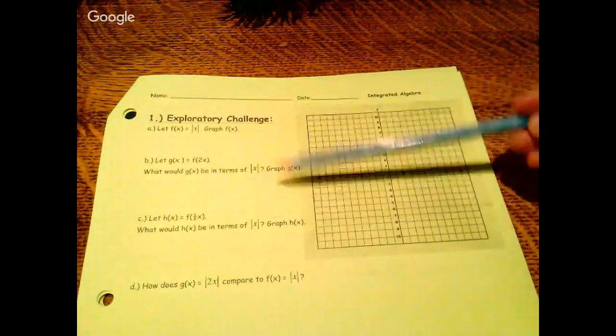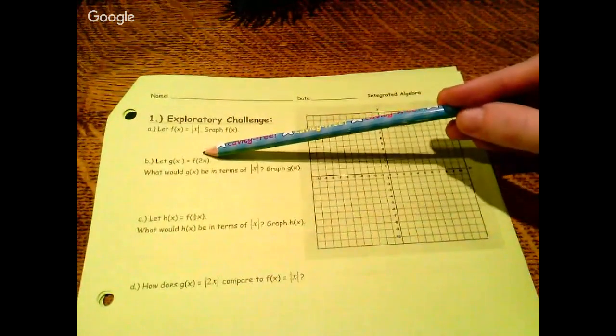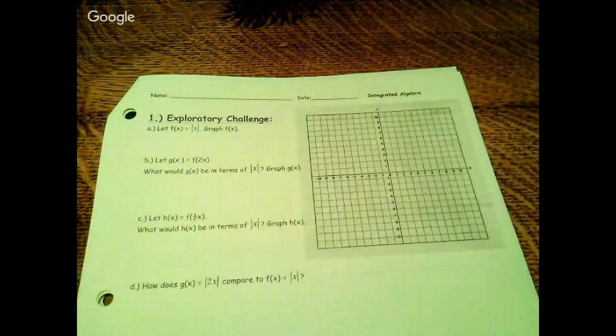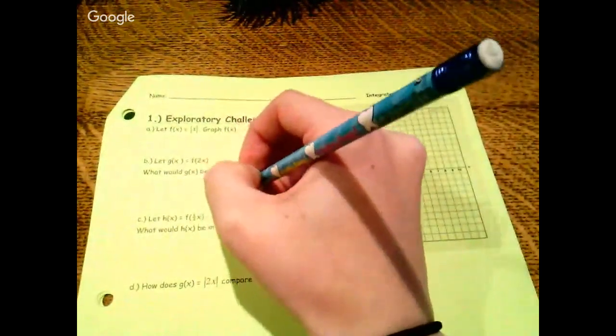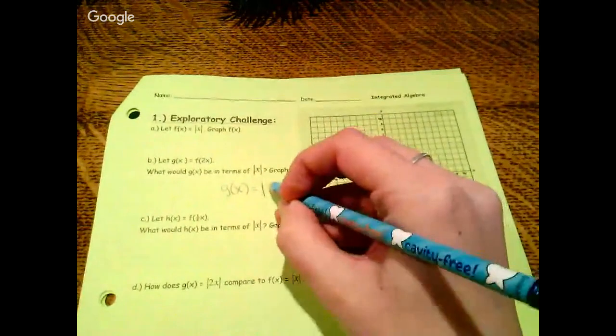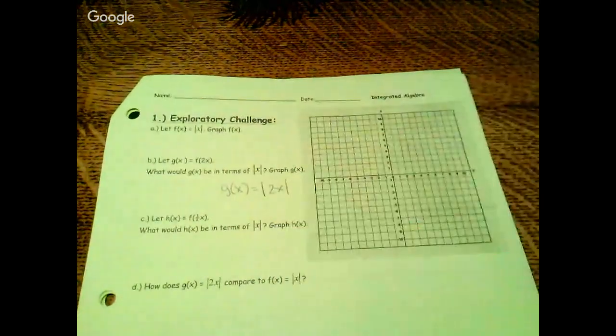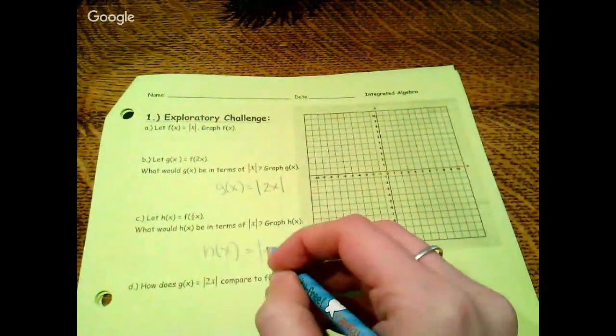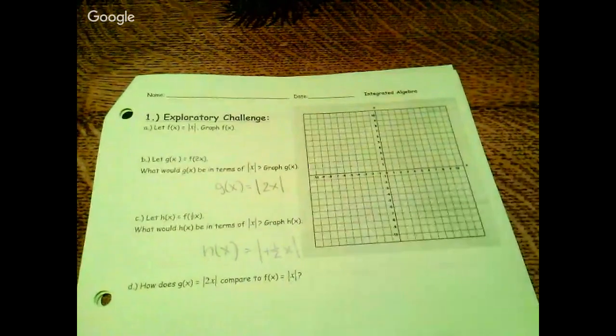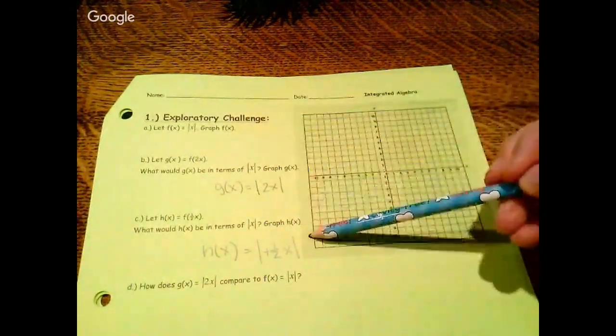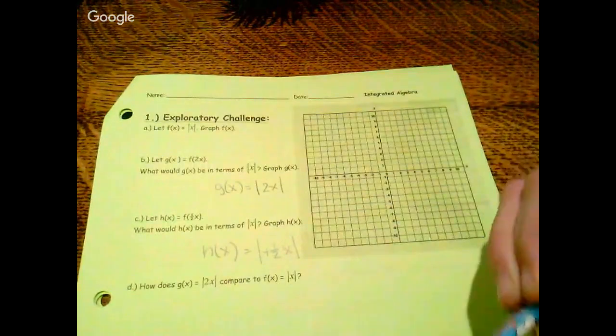Now we have an exploratory challenge. So what I want you to do first is graph the absolute value function. Then we want to graph g of x, which is f of x evaluated when x is 2x. So what that really looks like is g of x equals the absolute value of 2x. Okay. Same thing with this next one. h of x is saying that we want to evaluate the absolute value at positive 1/2 x. Okay, so I want you to graph these 3 functions, see how they compare, and then we'll talk about how they stretch or shrink. So go ahead and pause the video and do that for me, please.